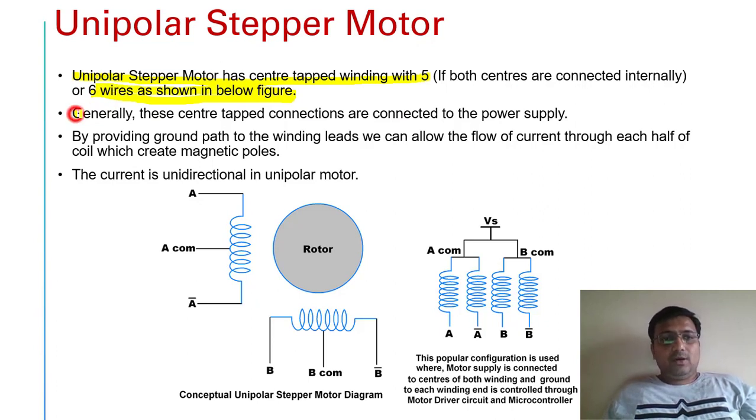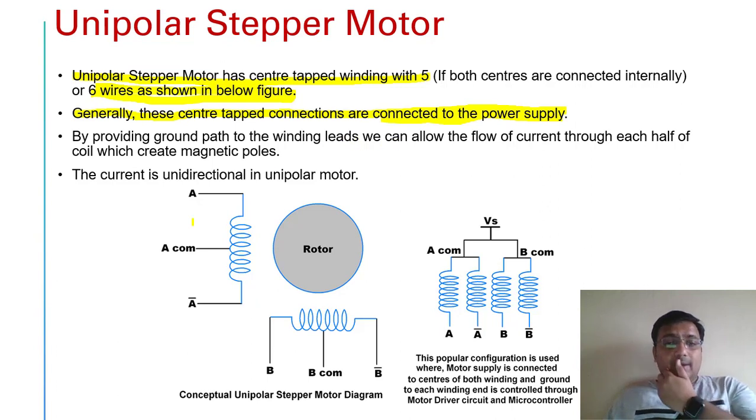In the case of a unipolar stepper motor, generally these center tap connections are connected to the power supply. So this is a very important thing. These center tap open connections are connected to the power supply for current flow. Next, by providing the ground path to the winding leads, we can allow the flow of current through each half of the coil, which creates the magnetic poles. The current is unidirectional, that's why it is known as a unipolar motor.